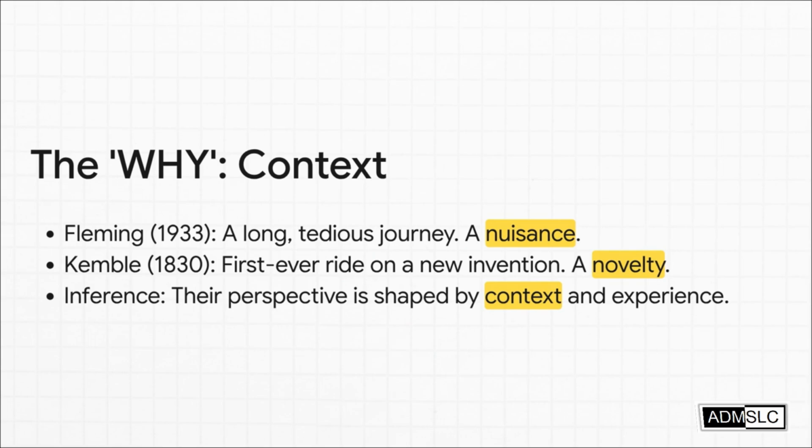You see, Fleming, in 1933, is bored out of his mind. Trains are just normal by then, and he's been stuck on one for days. To him, it's a nuisance. But Kemble, back in 1830, she's on one of the first steam trains ever. It's a brand new, revolutionary invention. For her, it's a novelty. So the inference, the big why, is that their perspectives are completely shaped by their historical context and personal experience.